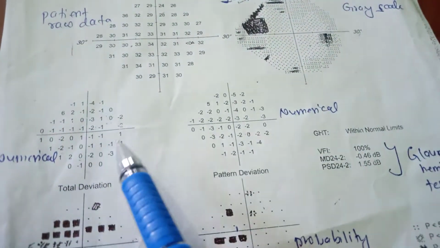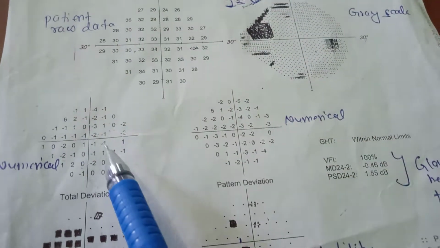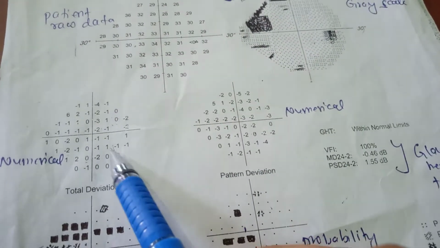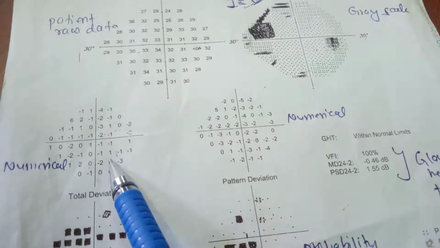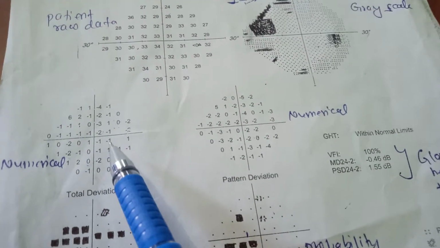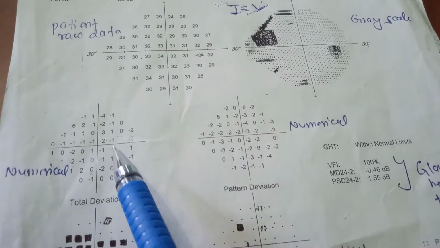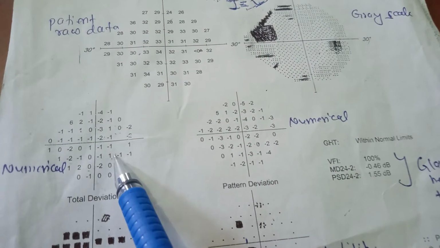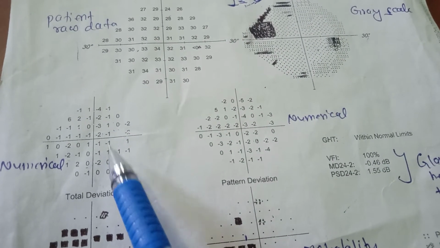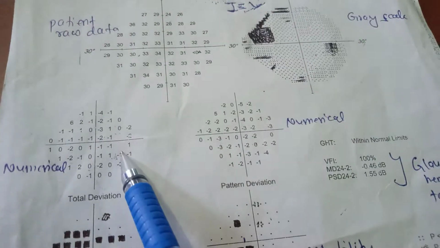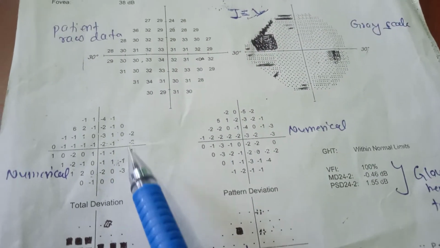Now talking about total deviation. This is the total deviation numerical plot. In the total deviation numerical plot, the measured retinal sensitivity is compared with the mean normal retinal sensitivity of those points of the same age group, and the difference between them is calculated at each point. If the retinal sensitivity of the patient is equal to the age matched normal population, there will be a zero value.